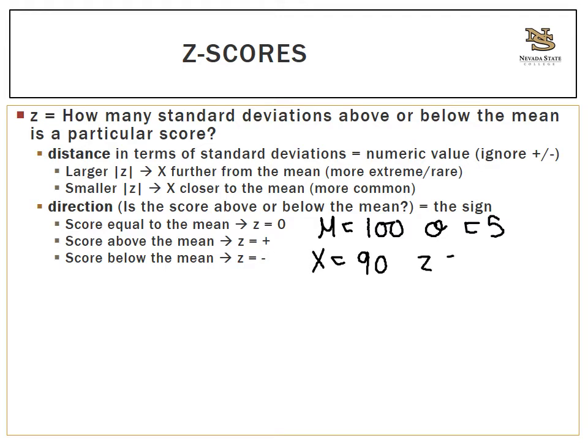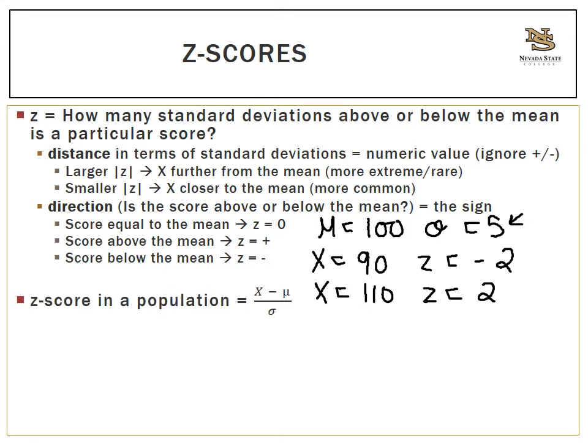So it'd have a z-score of negative 2, right? 90 is 2 5s away from 100. Negative because 90 is below 100. If we had an x value of 110, the z-score would be positive 2 now, because 110 is 10 points, or 2 5s, above that 100. So it's above, so it has a positive z-score.